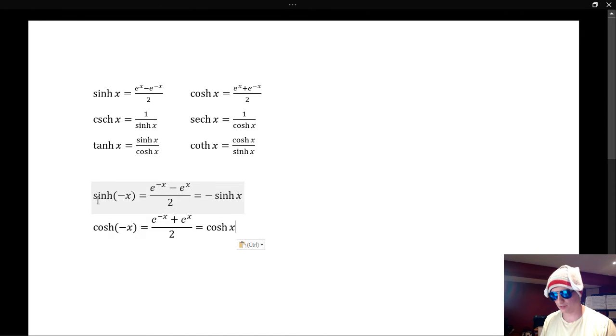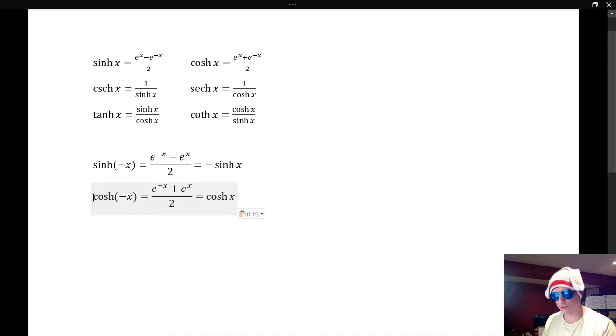So, as we can see, sinh of negative x is e to the negative x minus e to the x over 2. And this is just flipping the subtraction from e to the x minus e to the negative x over 2. So clearly this is negative sinh of x. So sinh of x is odd.